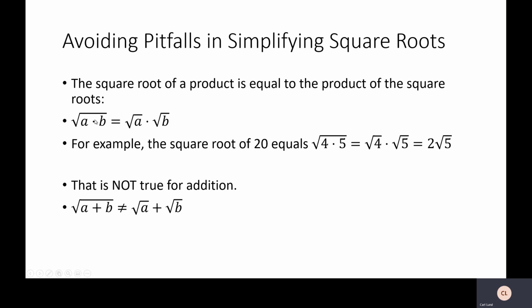So the square root of the product A times B is the same as the square root of A times the square root of B. And we use this fact to simplify some square roots. We can simplify the square root of 20 this way, because the square root of 20 is the same as the square root of 4 times 5, which is the same as the square root of 4 times the square root of 5. And 4, of course, is a perfect square, so we know that the square root of 4 is just 2. So the square root of 20 equals 2 times the square root of 5.